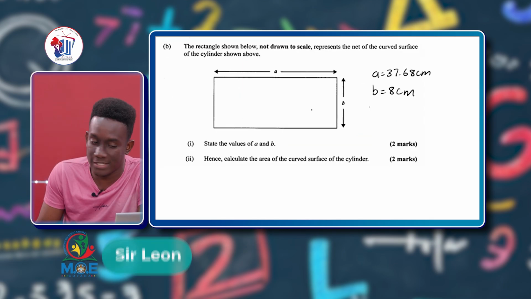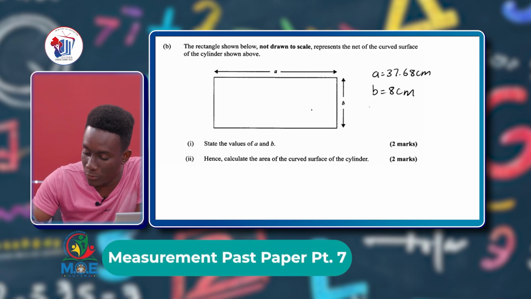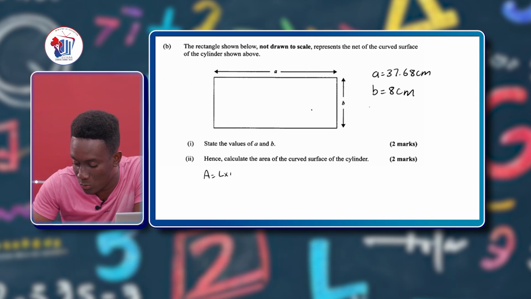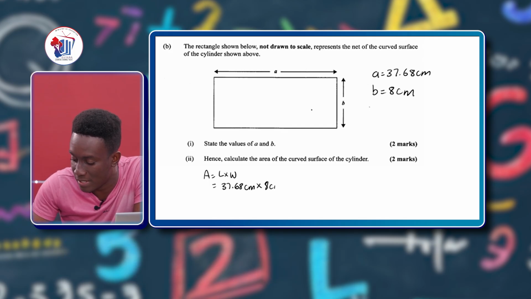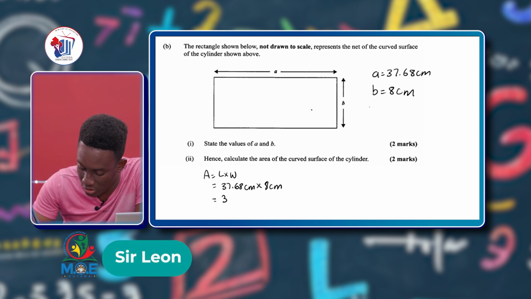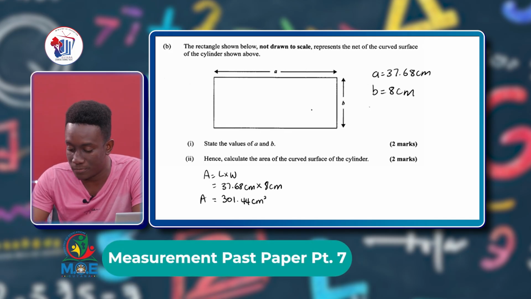And it says, hence, calculate the area of the curved surface of the cylinder. Since we have a rectangle being formed, the area would be length times width. So the length would be A, which is 37.68 cm, multiplied by the width, which is 8 cm. If we punch this in our calculator, we will get 301.44 cm squared. So the curved surface area is 301.44 cm squared.